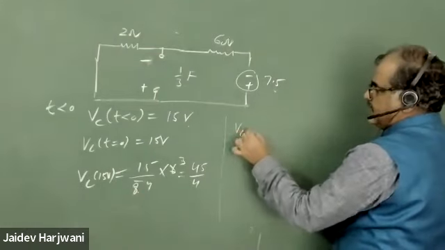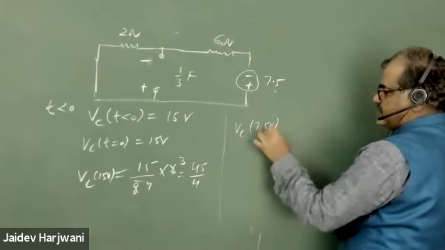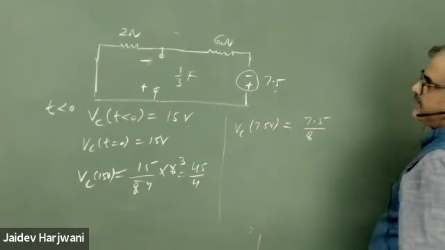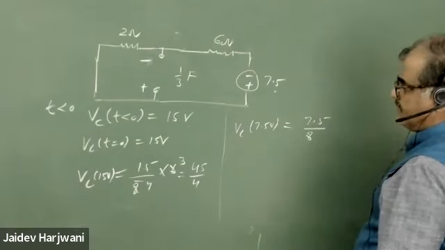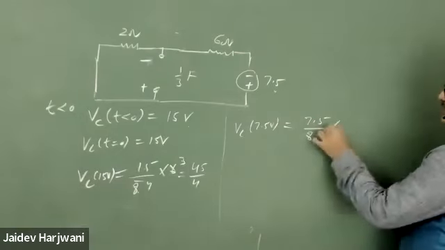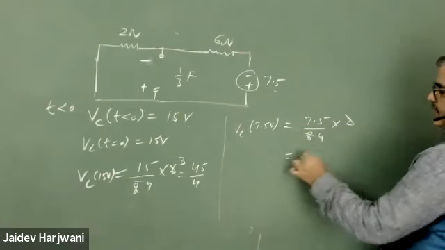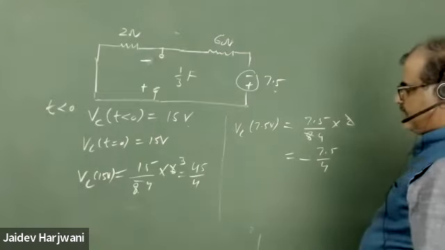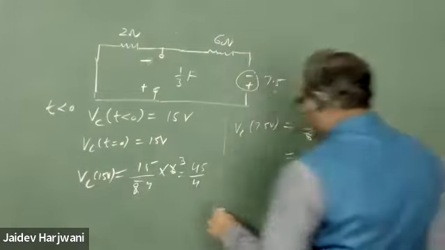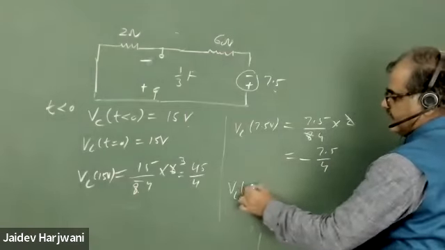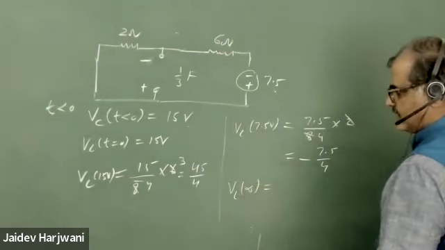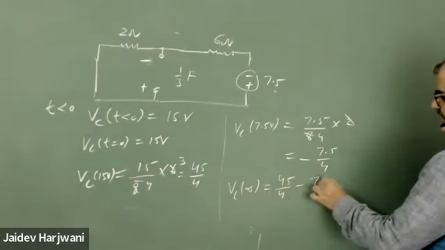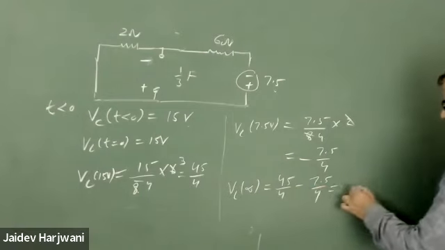So VC due to the 7.5 volt source, you have 7.5 by 8 volts. Now this time it is because of 2. So this is 1, this is 4. So this is 7.5/4, but the sign should be negative. So the final VC at infinity will be 45/4 minus 7.5/4. So this should come to 4.